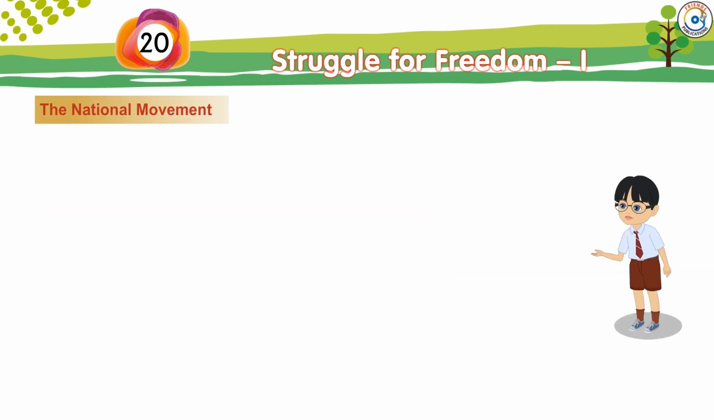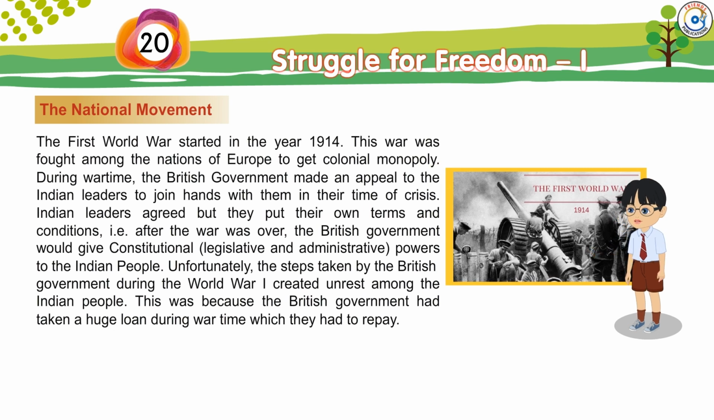The National Movement. The First World War started in the year 1914. This war was fought among the nations of Europe to get colonial monopoly. During wartime, the British government made an appeal to the Indian leaders to join hands with them in their time of crisis. Indian leaders agreed, but they put their own terms and conditions, that is, after the war was over, the British government would give constitutional, legislative and administrative powers to Indian people. Unfortunately, the steps taken by the British government during World War I created unrest among the Indian people.